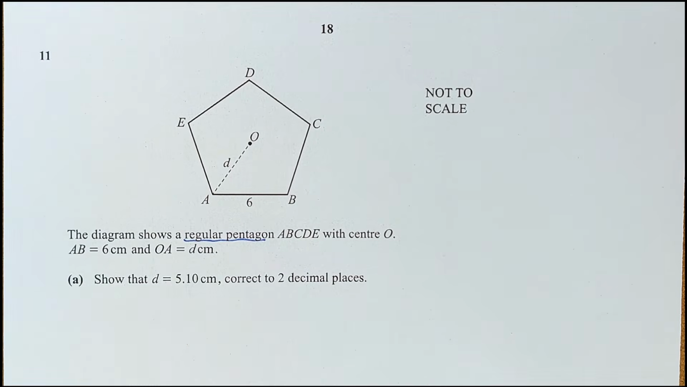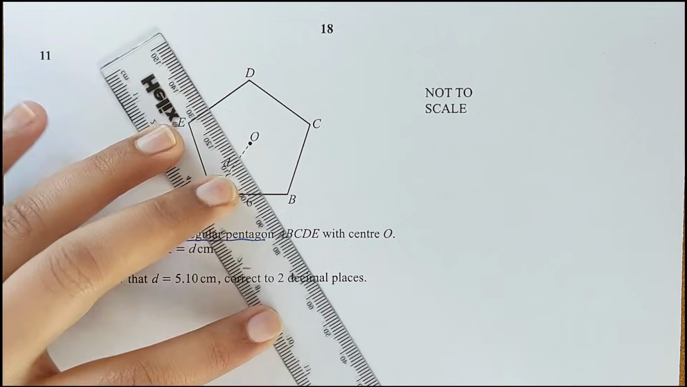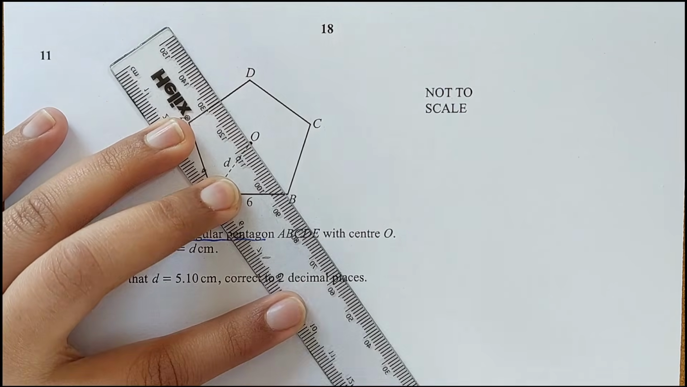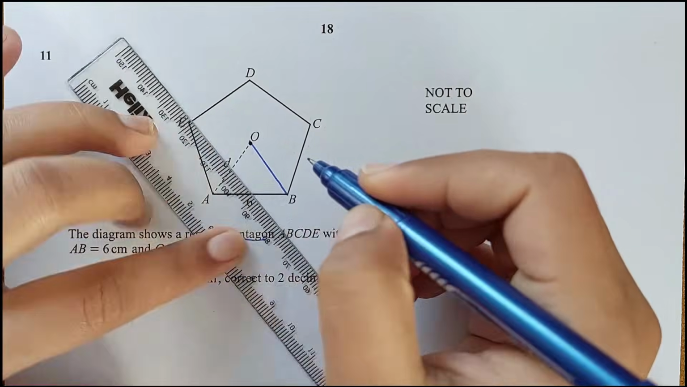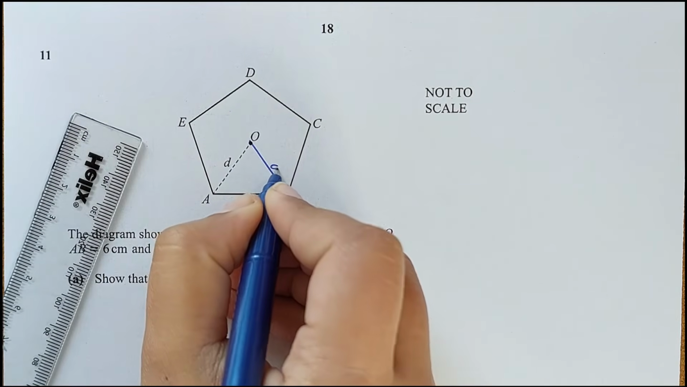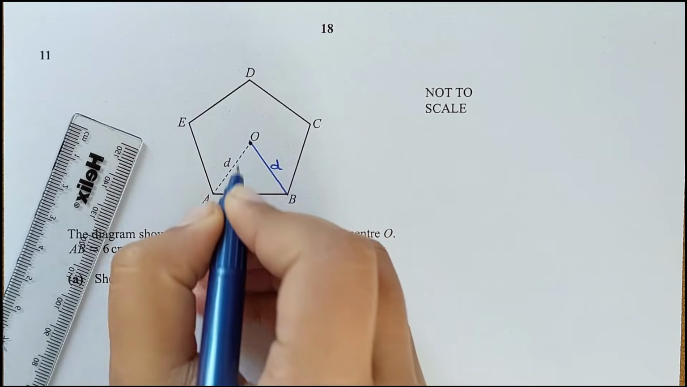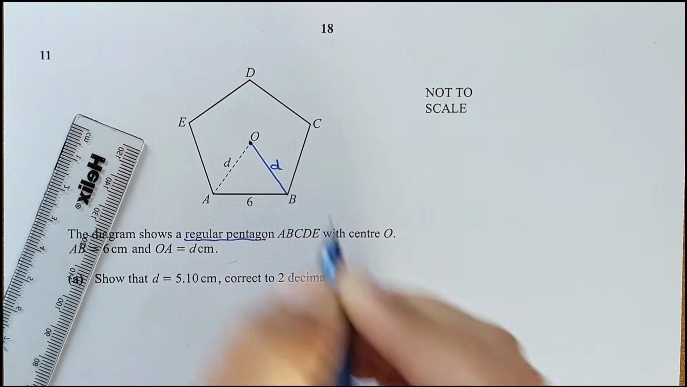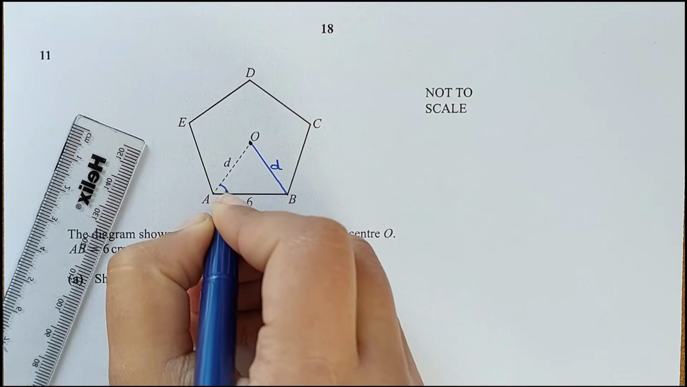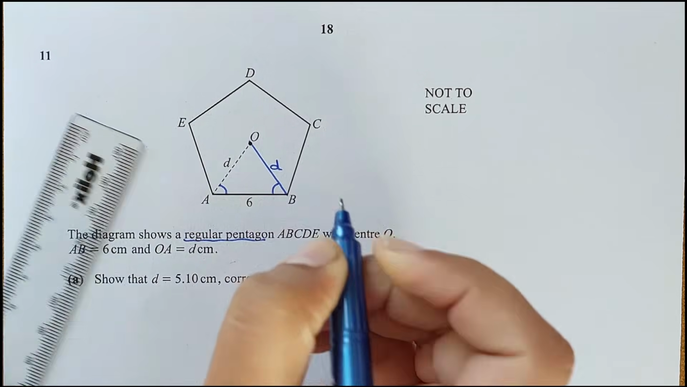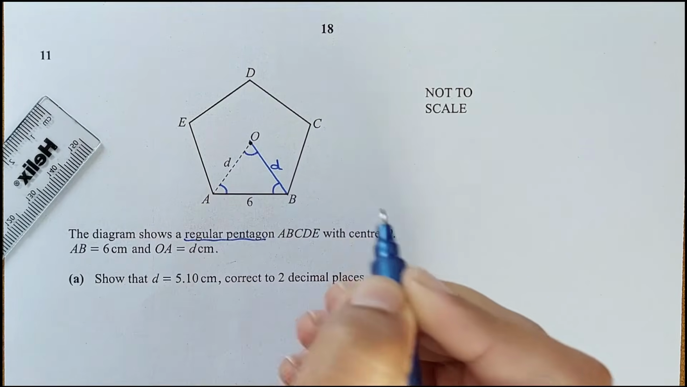Okay, so for this, we have to find d. If I draw the triangle here, this side is also d. When OA is d, OB is also d. So this is an isosceles triangle. Both sides are the same, so the two angles are the same. So what is this angle?